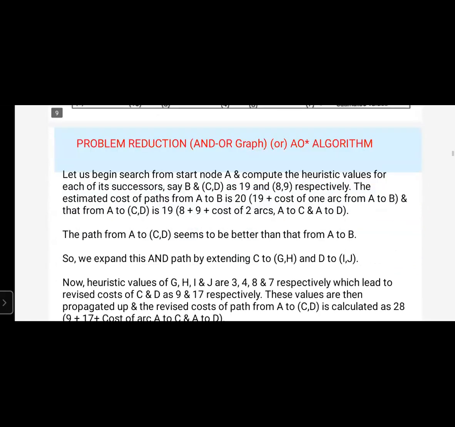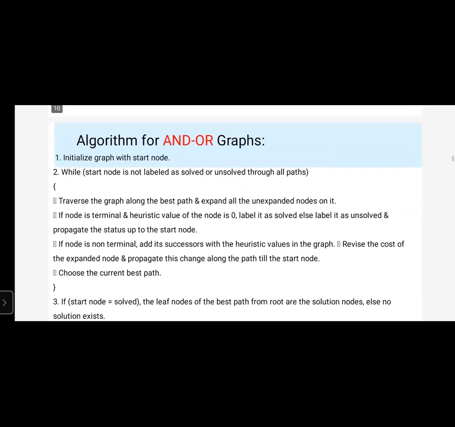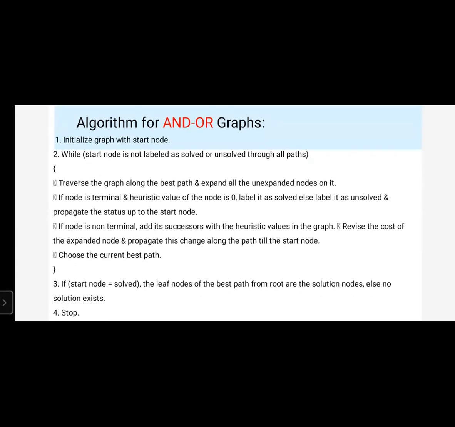So initialize the graph with the start node, but the start node is not labeled as solved or unsolved through all paths. Now traverse the graph along the best path and expand all the unexpanded nodes on it. If the node is terminal, that means its heuristic value is 0, label it as solved, else label it as unsolved, and propagate the status up to the start node. If the node is non-terminal, add its successors with the heuristic values in the graph.